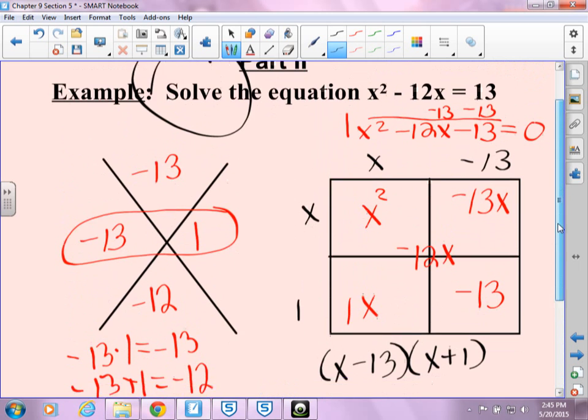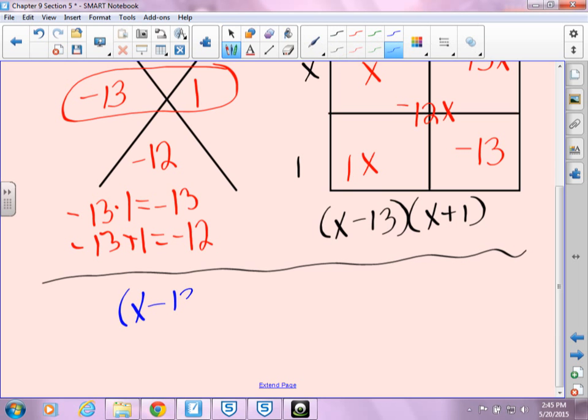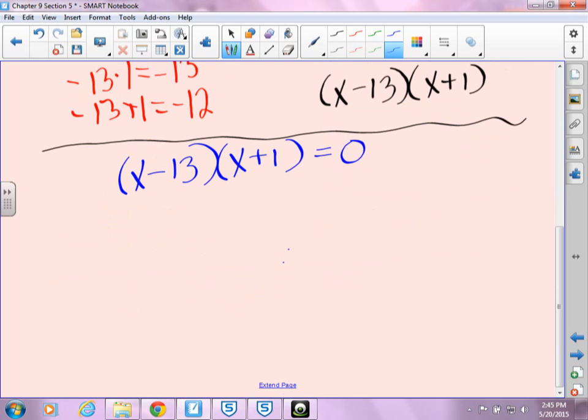And so what I'm going to do with this now, and this is the second part, the part that we didn't cover before, I'm going to take what my factors were and set them equal to 0. And you've done this before. We did it last chapter, actually. I'm going to go x minus 13 equals 0, and x plus 1, I'm also going to set equal to 0.